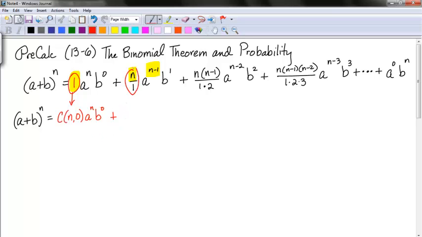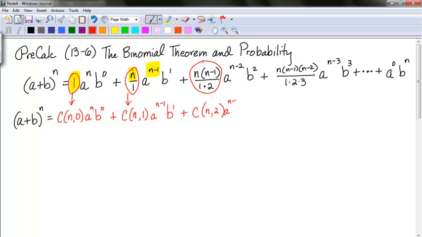For this coefficient, that is the combinations of n elements taken 1 at a time. So that's that combination. And then a to the n minus 1, b to the first. This coefficient, combinations of n elements taken 2 at a time.